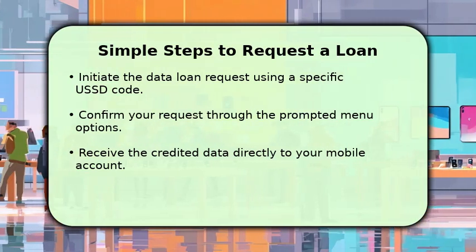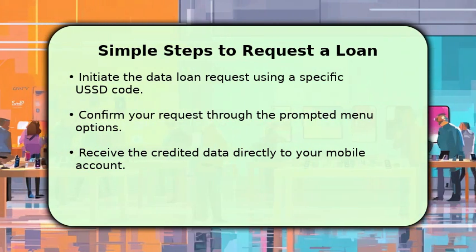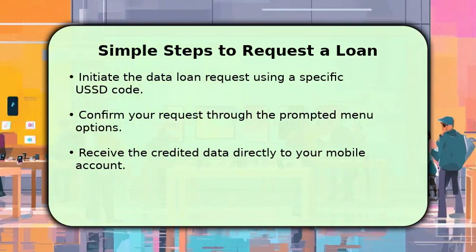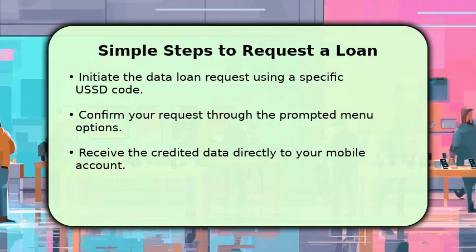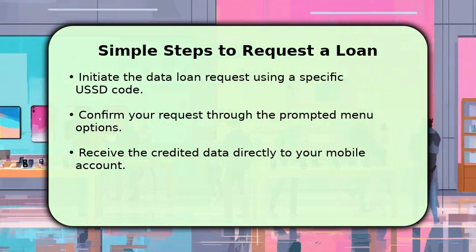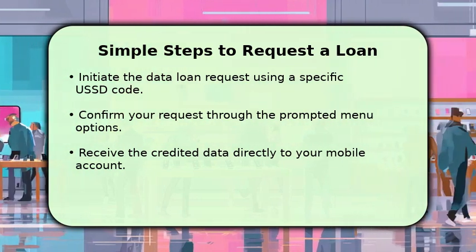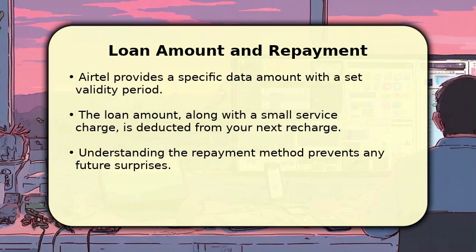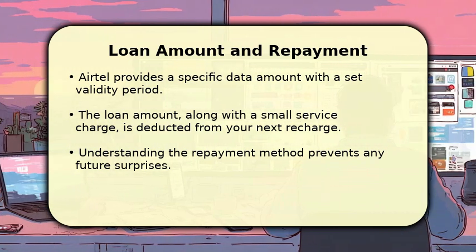Once you have confirmed your eligibility, requesting a data loan is straightforward and quick. Simply dial the specific USSD code, *141# from your Airtel number. You will then see an option for data loan, select it and confirm your request. The borrowed data, often around 200 megabytes, will be credited to your account almost instantly, keeping you online when it matters most. Typically, an Airtel data loan provides a set amount, such as 200 megabytes, which is usually valid for a period like 24 hours.